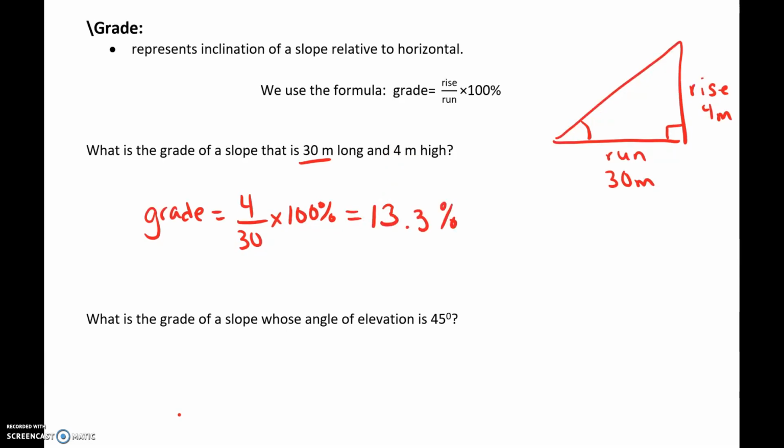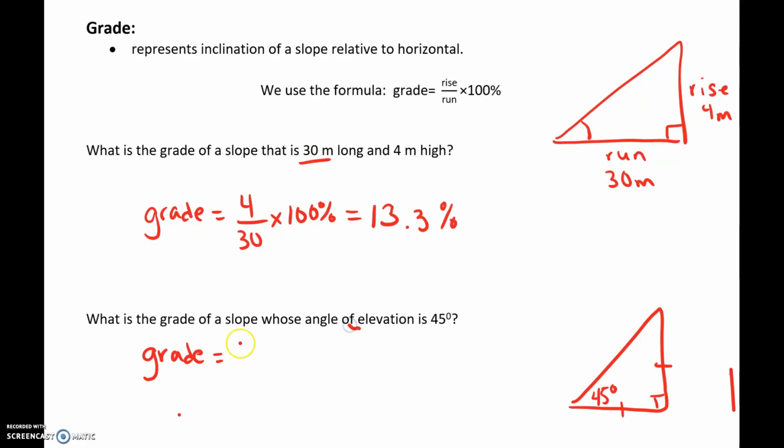Every angle can be described in terms of grade. What is the grade of a slope whose angle of elevation is 45 degrees? A 45-degree angle comes from a triangle that has its rise equal to its run. So the grade is equal to rise over run times 100%, which is rise over rise times 100%. Rise divided by rise is equal to 1, and so the result is 100%.